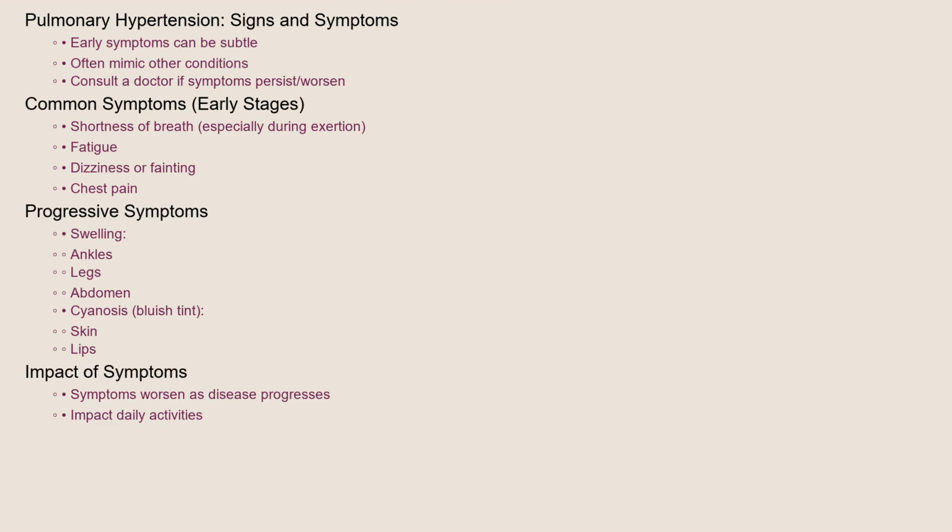The signs and symptoms of pulmonary hypertension can be subtle at first, often mimicking other common conditions. Common symptoms include shortness of breath, especially during exertion, fatigue, dizziness or fainting, chest pain, swelling in the ankles, legs, and abdomen, and a bluish tint to the skin or lips, known as cyanosis. As the disease progresses, these symptoms tend to worsen and become more noticeable, impacting daily activities. It's crucial to consult a doctor if you experience these symptoms, especially if they persist or worsen.